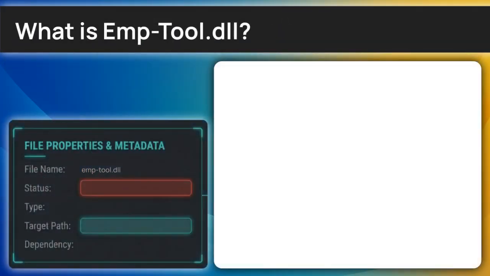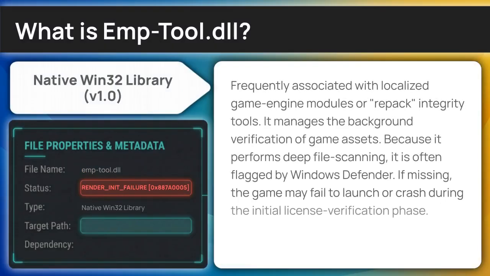This is the Emp-tool module, frequently associated with localized game engine modules or repack integrity tools. It manages the background verification of game assets. Because it performs deep file scanning, it is often flagged by Windows Defender. If missing, the game may fail to launch or crash during the initial license verification phase.